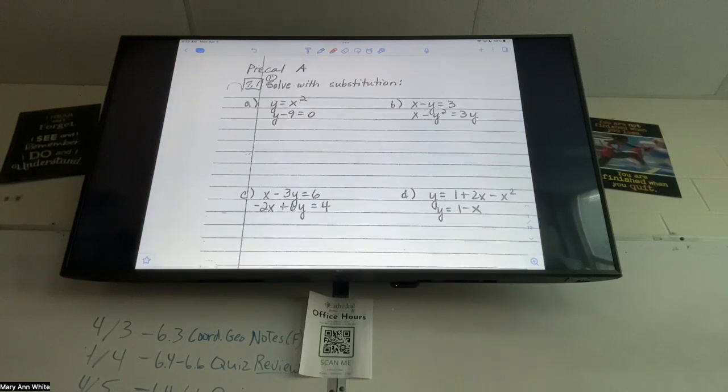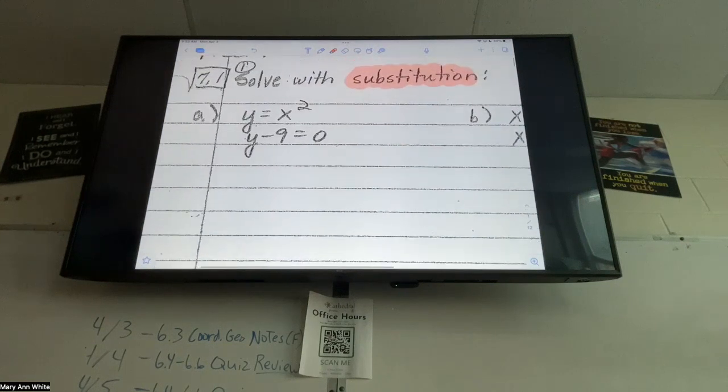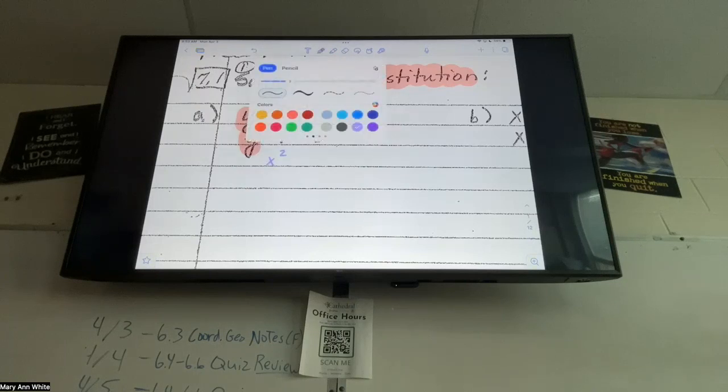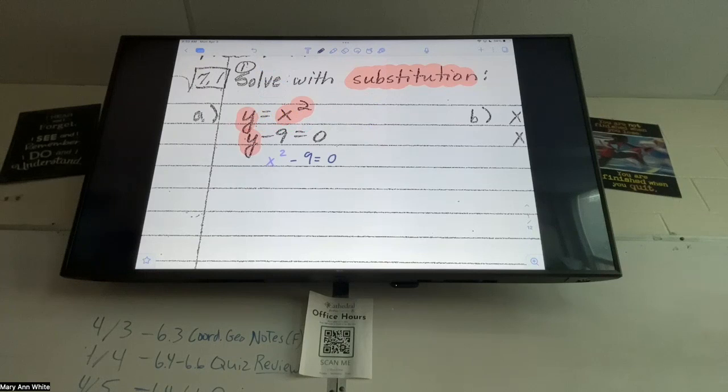First part says solve with substitution. So we are going to use substitution where we replace something back into one of the equations. If at all possible, I like to plug in what I've got. So I see x squared is going to go in for my y. So I'm going to replace that y with my x squared. I'm going to say x squared, and I'm going to plug in the rest of the equation, minus 9 equals 0. And then we just solve for x.